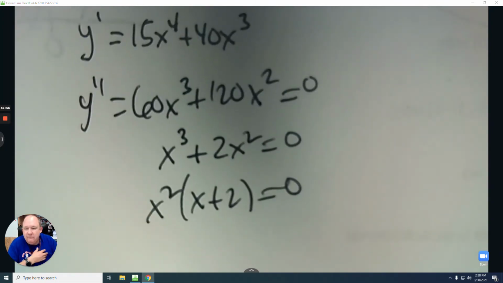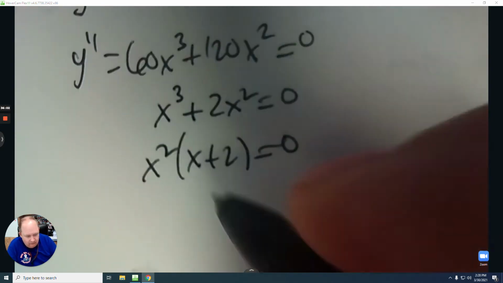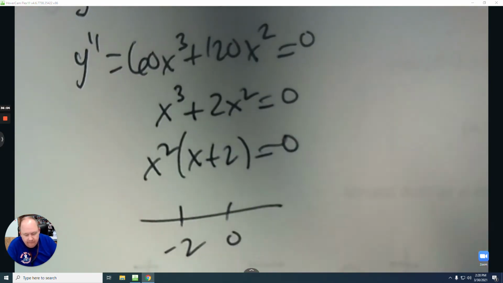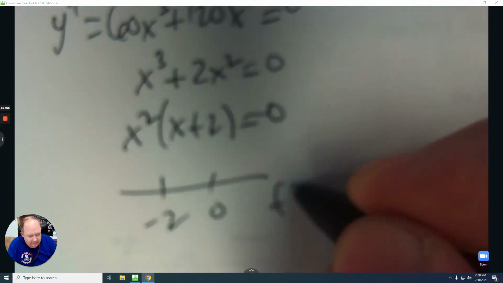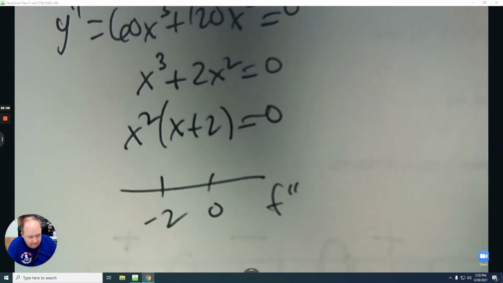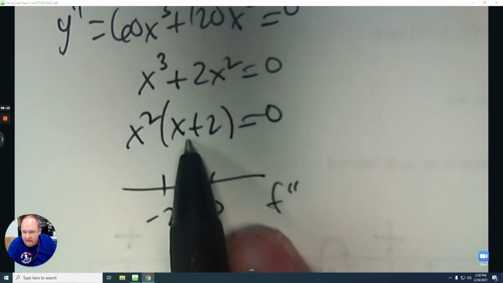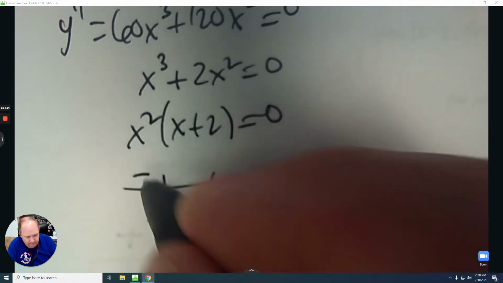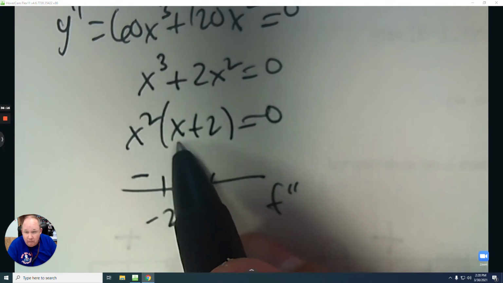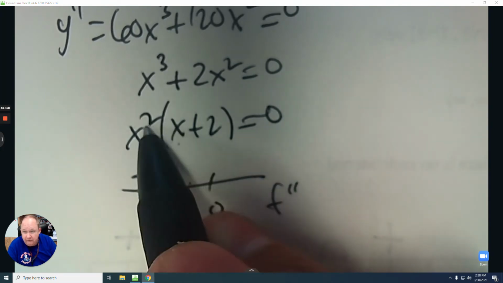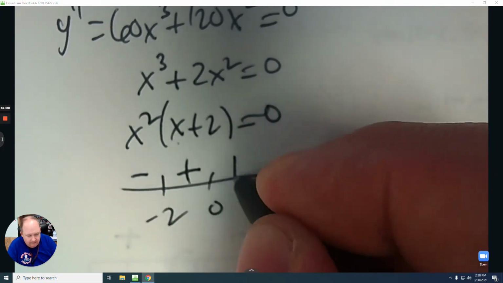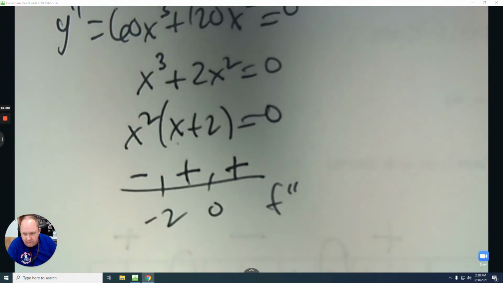So I'm looking for what are my two answers? What two values for x make it 0? So it's -2 and 0. So let's do that. So there's the second derivative. If I plug in a negative number, -3, I get a negative times a positive. If I plug in a number like -1, I get a positive times a positive. And if I plug in a number bigger than 0, it's positive.